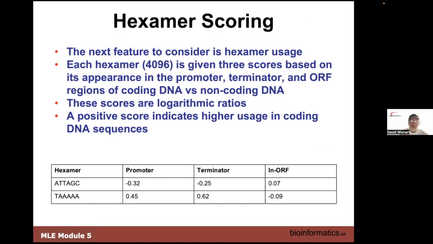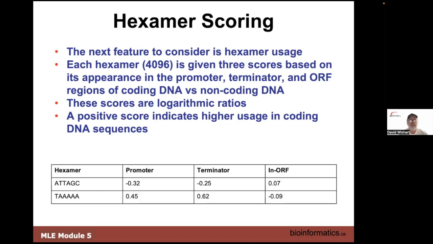The other important feature are these hexamers. So there's 4,096 different hexamers, you know, 64 times 64. And you can calculate hexamer scores in promoter regions, terminator regions, coding DNA, and non-coding DNA. So there's essentially four regions. And again, we can do this for E. coli. We could have done it for other bacterial genome sequences because they've been characterized quite deeply. We can calculate their log ratios just to sort of normalize or scale them.